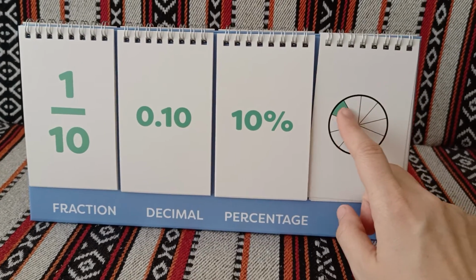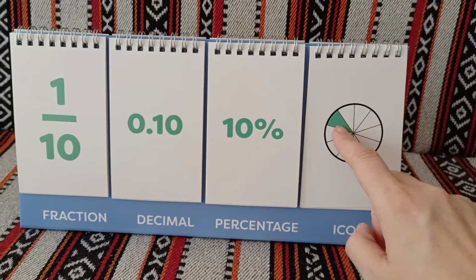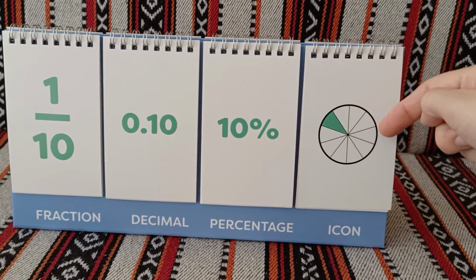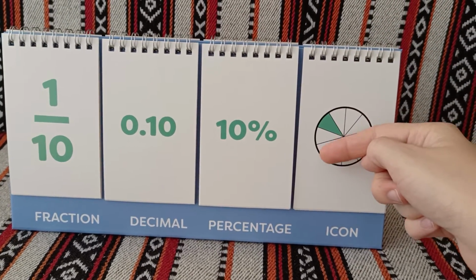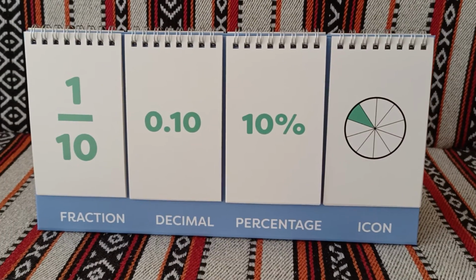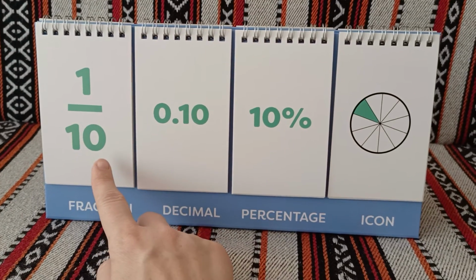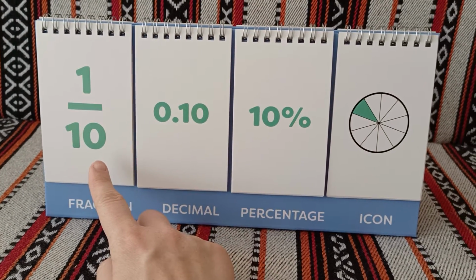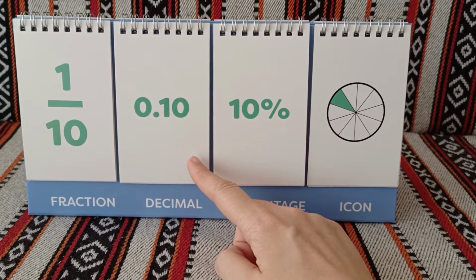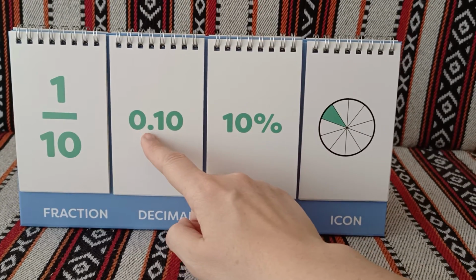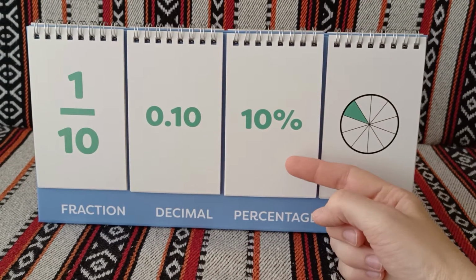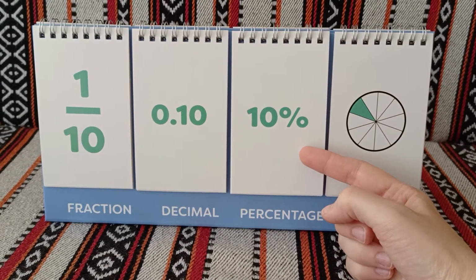That means if you have a whole thing and you cut it into 10 pieces, 1, 2, 3, 4, 5, 6, 7, 8, 9, 10. This is one of the 10 pieces. The fraction looks like this, 1/10. The decimal, you could say 0.1. And for the percentage, we would say 10%.